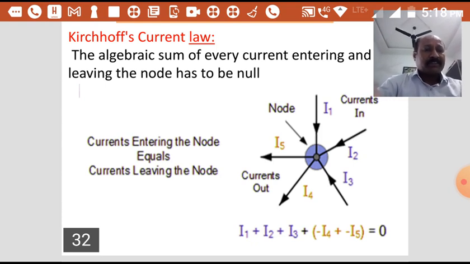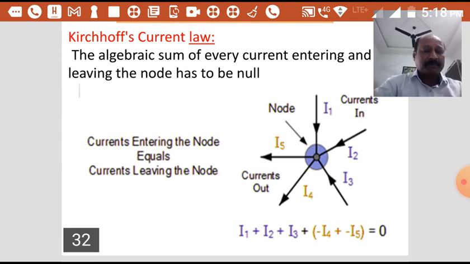Then 2 more currents are there, that is I4 and I5. These currents are leaving the node, so the direction of these currents is away from the node. Such a current is called an outgoing current. So as per Kirchhoff's current law, the incoming current equals the outgoing current, or the algebraic sum of current entering and current leaving equals 0 or null.